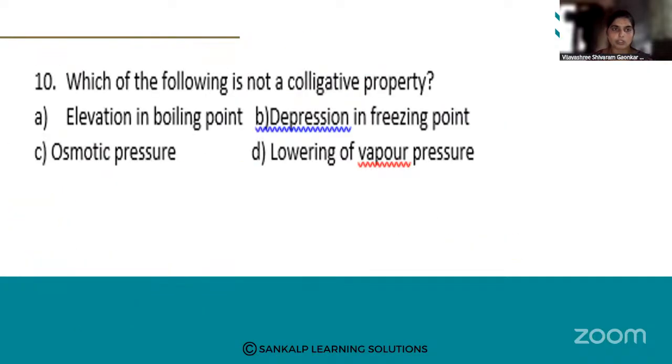Next question, question number 10. Which of the following is not a colligative property? Option A, elevation in boiling point. Option B, depression in freezing point. Option C, osmotic pressure, and option D, lowering of vapor pressure.